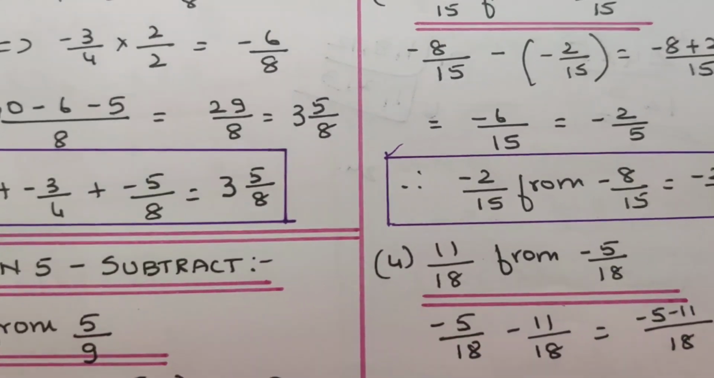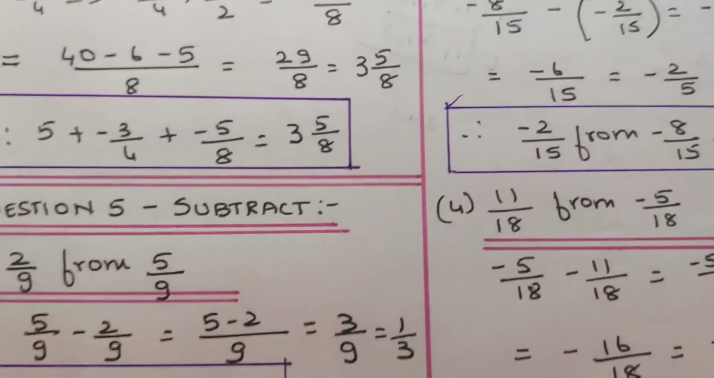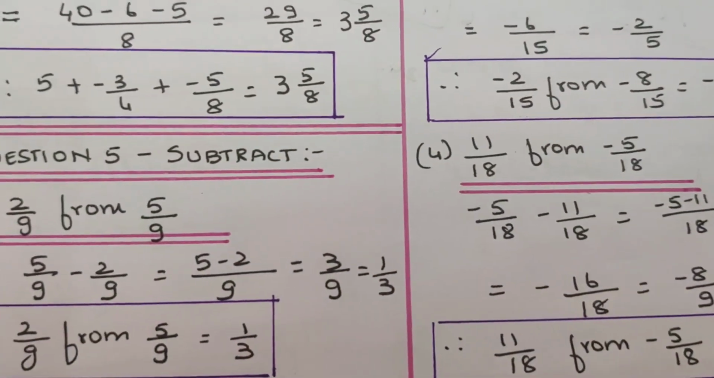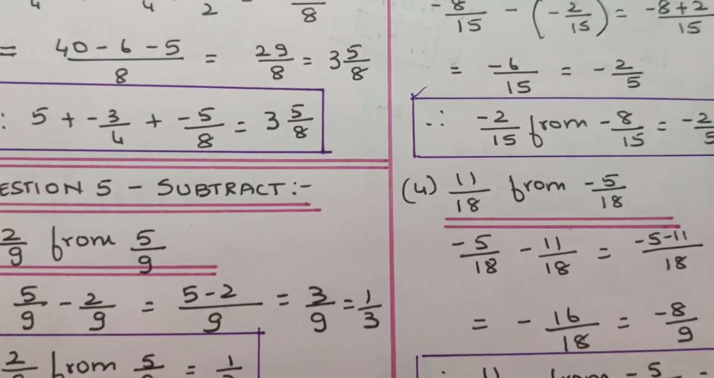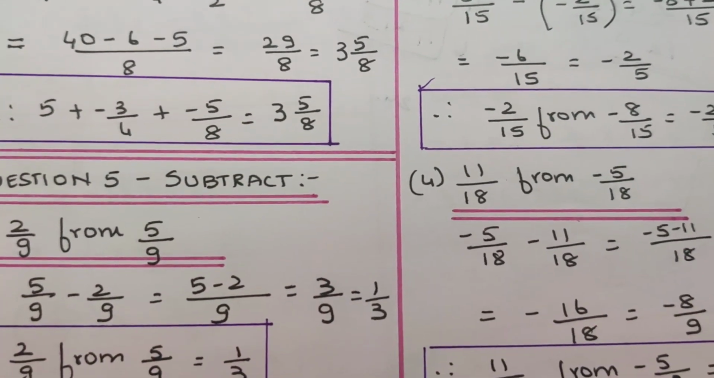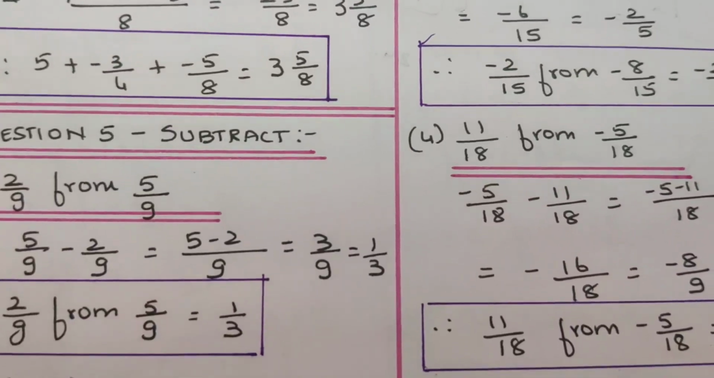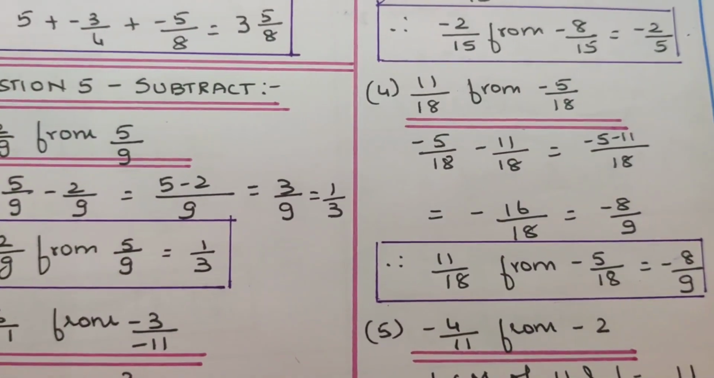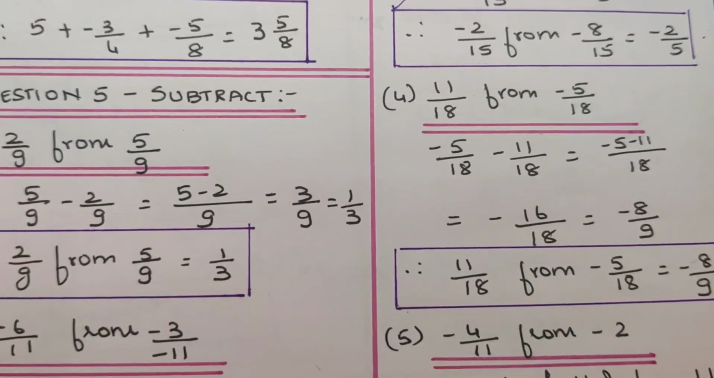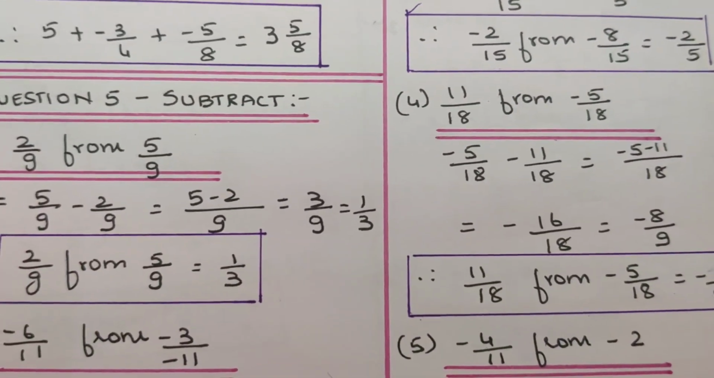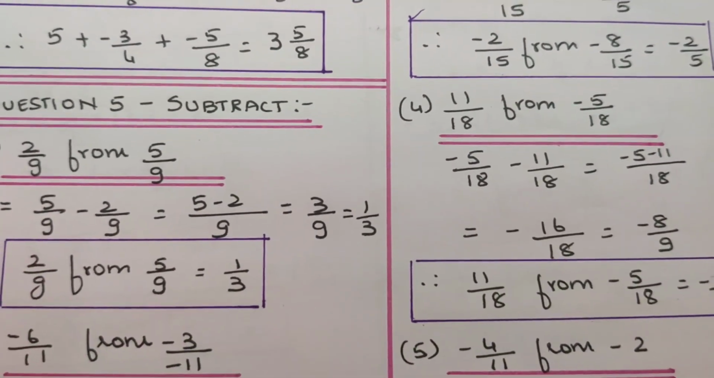So 11 by 18 from minus 5 by 18, again common denominator, nothing to worry. Minus 5 by 18 minus 11 by 18, that's equal to minus 5 minus 11 by 18. The answer is minus 8 by 9, because you get it as minus 16 by 18, and on simplification the answer is minus 8 by 9.